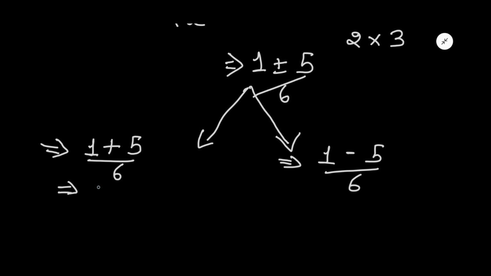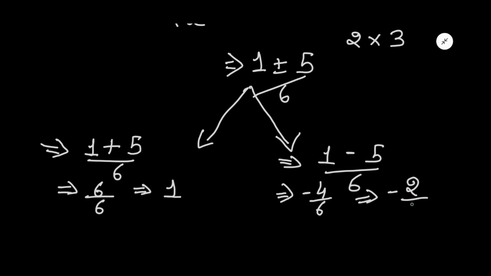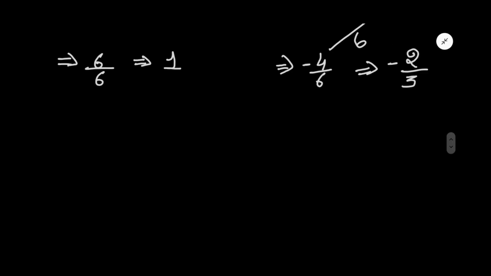So here, if we calculate, 6 upon 6 is equal to 1. And here 1 minus 5 is equal to minus 4, so we calculate and it comes out to be minus 2 by 3. The other one is 1. So the roots of this equation come out to be 1 and minus 2 by 3.